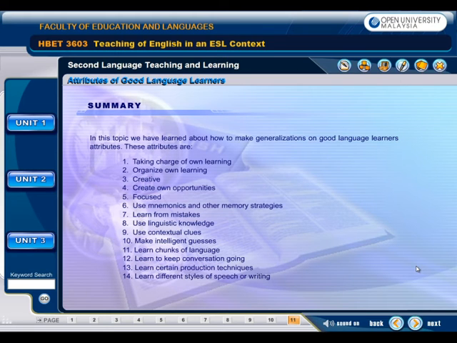use contextual clues, make intelligent guesses, learn chunks of language, learn to keep conversation going, learn certain production techniques, learn different styles of speech or writing.